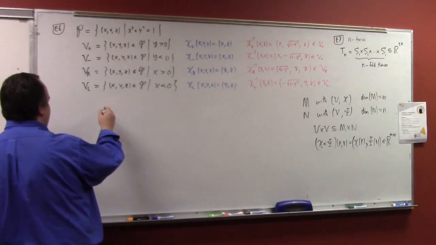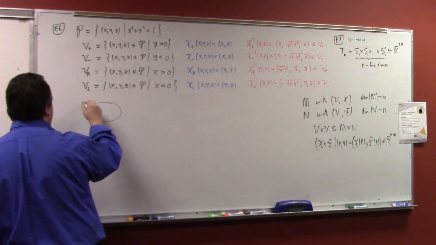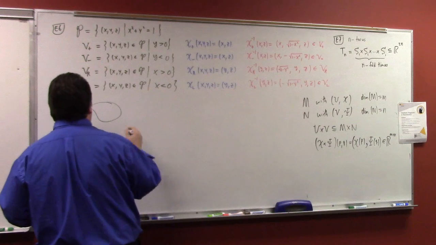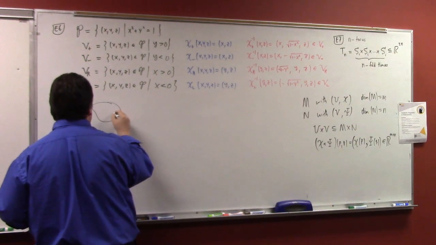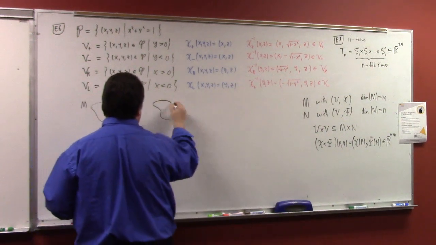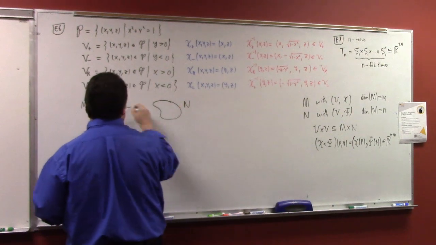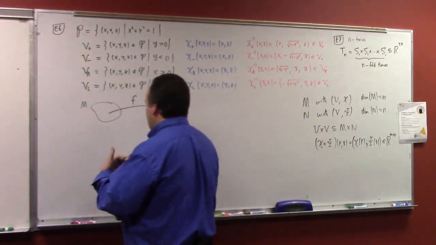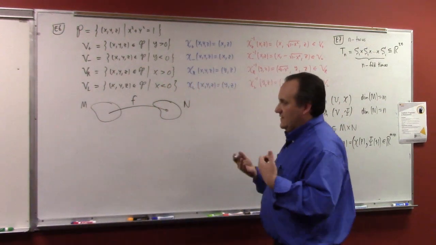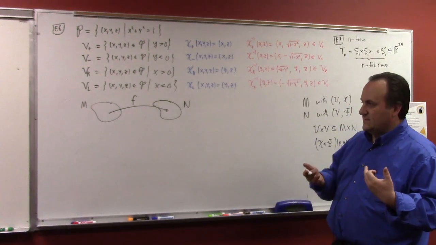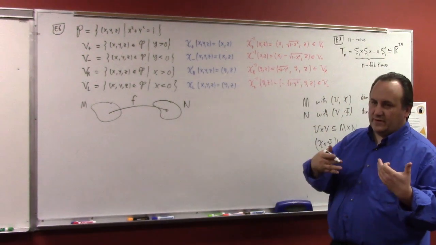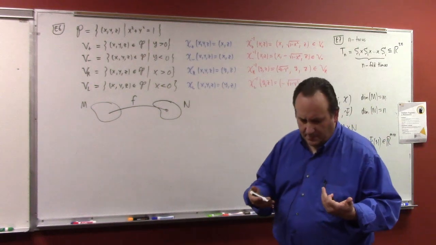So if we've got a manifold M, and you've got a function to a manifold N, what does it mean to say it's smooth? To say that that function is smooth, what that means is that its local coordinate representatives are smooth.